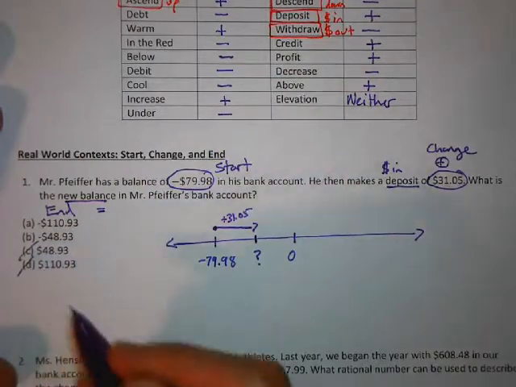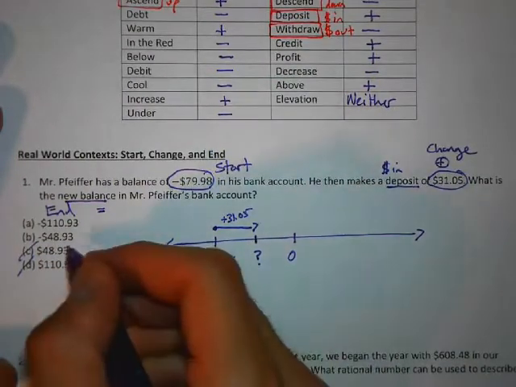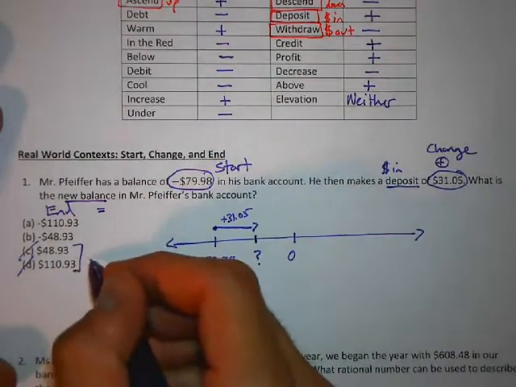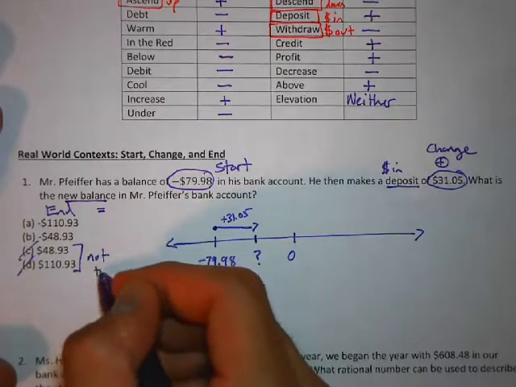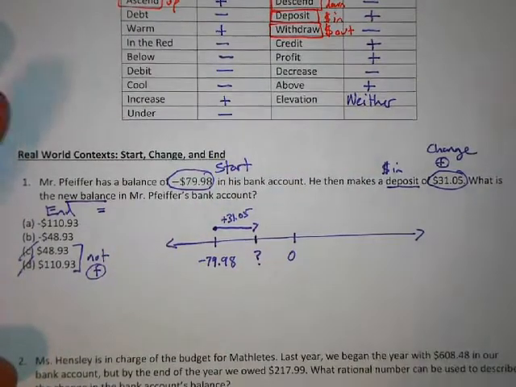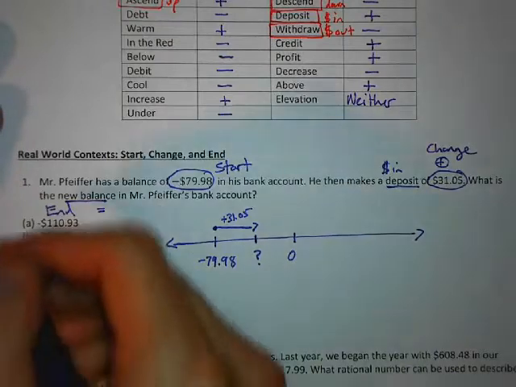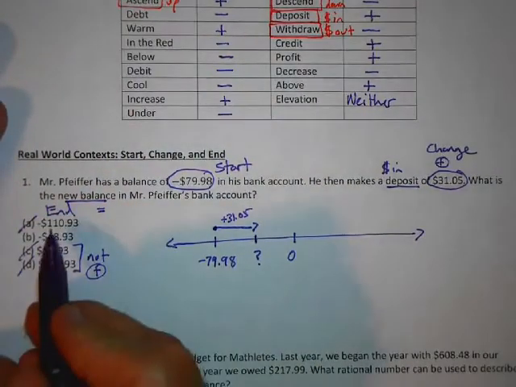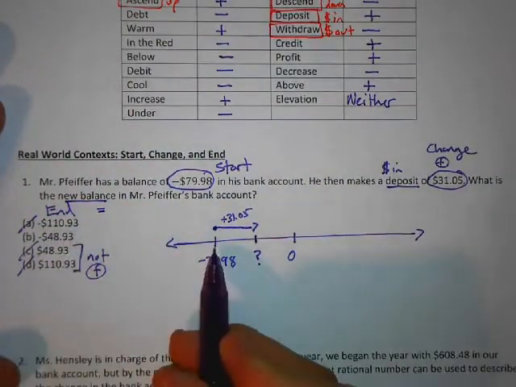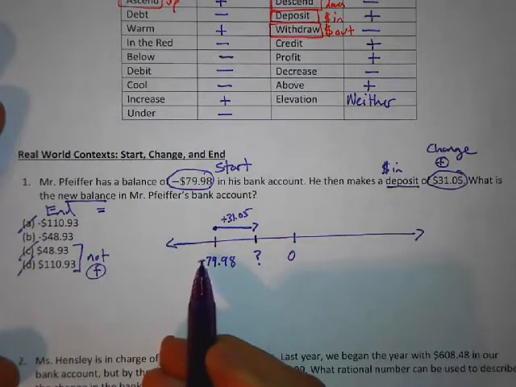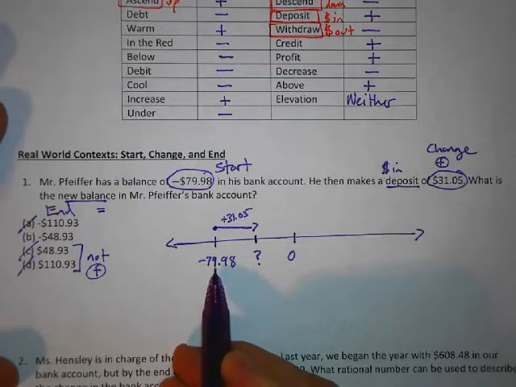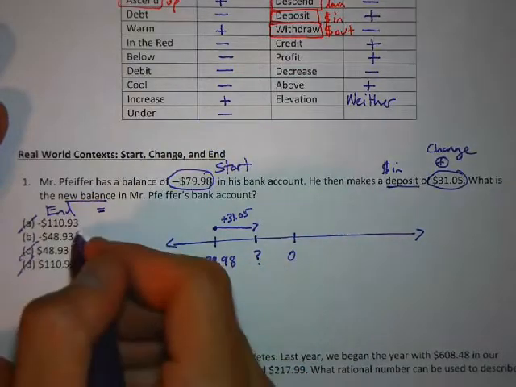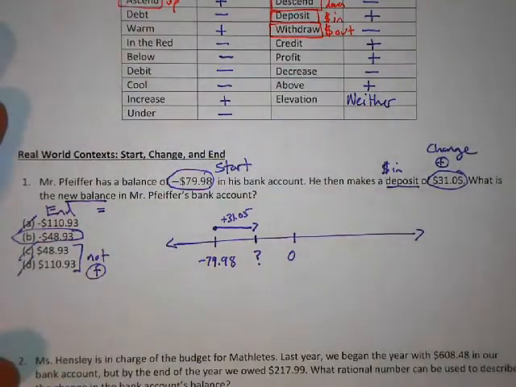I'm crossing these guys out. Maybe you thought the same. There's no way that it can be a positive number. It's over here, it's negative. And now that I think about it, this also is an unreasonable answer. Negative 110, that would be somewhere over here. It should be more than negative 79.98. In fact, the reasonable answer is negative 48.93. That's the number that's right here.